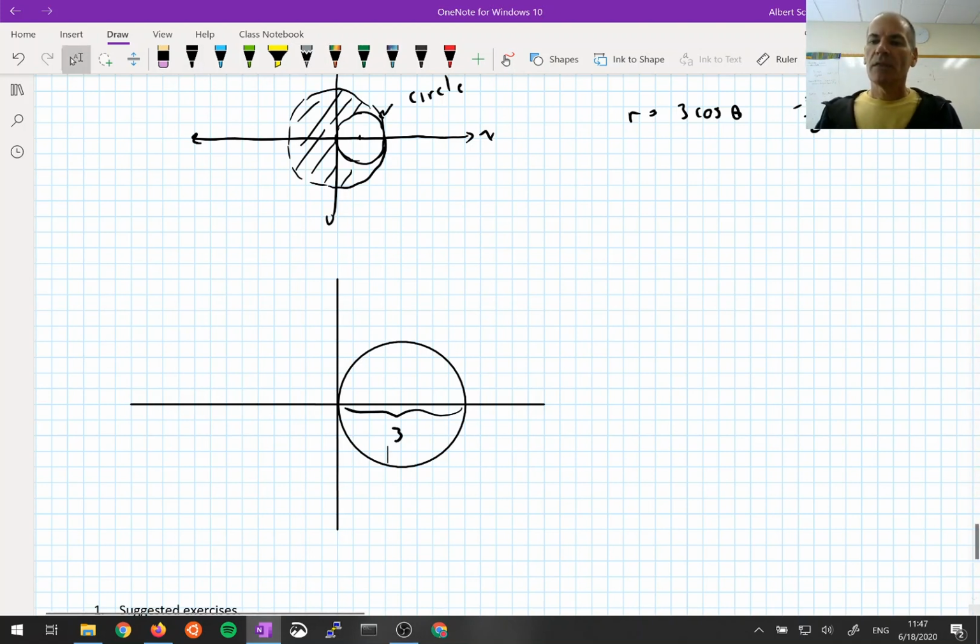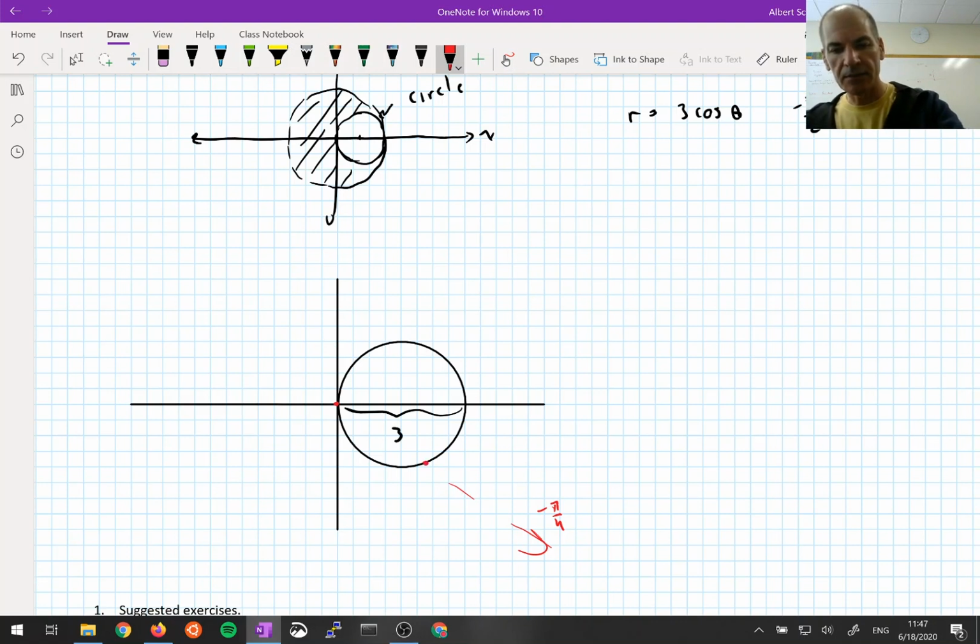Well, when theta is equal to negative pi over 2, we're kind of pointing in this direction. That's the negative pi over 2 direction. And the cosine of negative pi over 2, of course, is 0, so we're sitting here. When theta is, say, equal to negative pi over 4, we're pointing in this direction, and the cosine of negative pi over 4 is just root 2 over 2. So we're sitting out here on the circle, a distance root 2 over 2 times 3 from the origin.